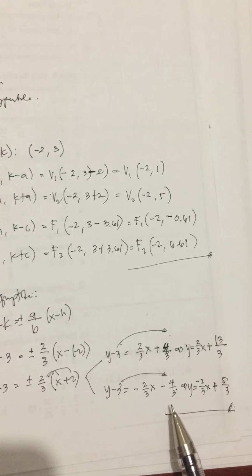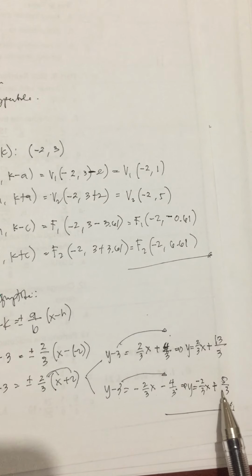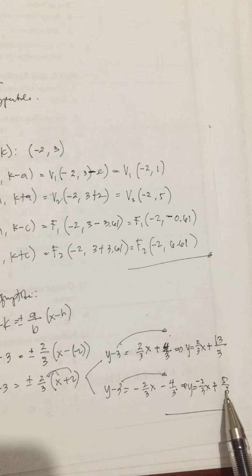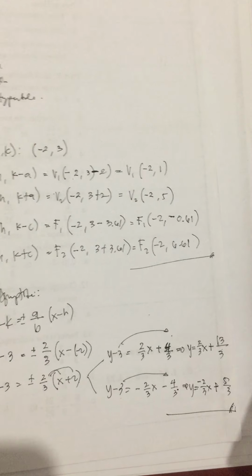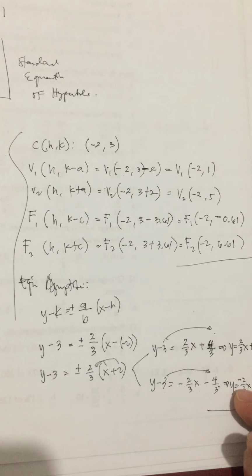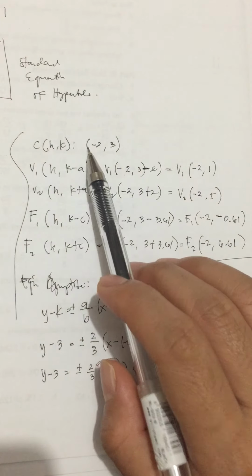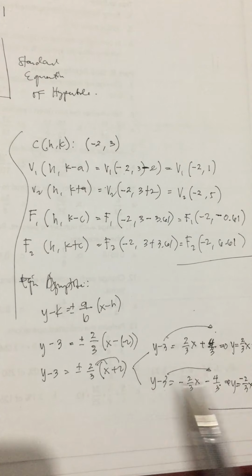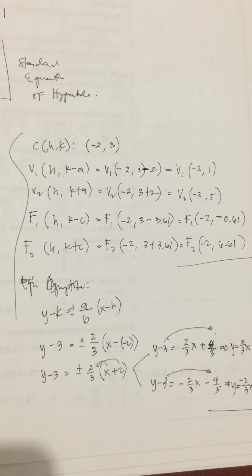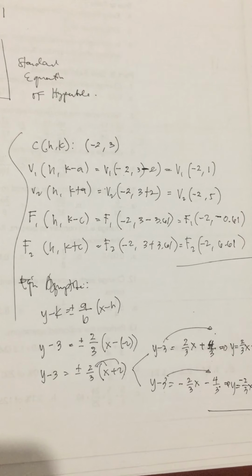Or you can just simply make use of your calculator. Why does this become 5/3? Why does this become 13/3? Okay? So, we're done with the features. We have now the center, the vertices, the focus, foci, and the equations of the asymptote. We now proceed to graphing. Okay? So, we are now going to graph our hyperbola.